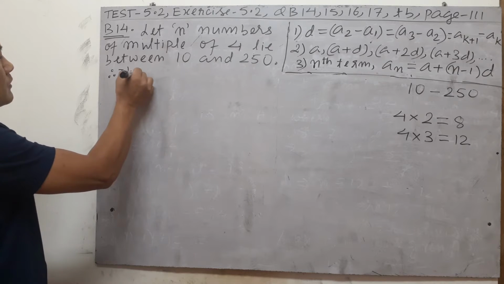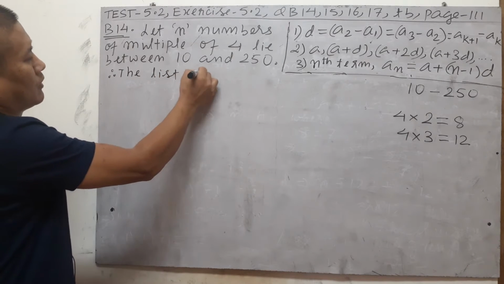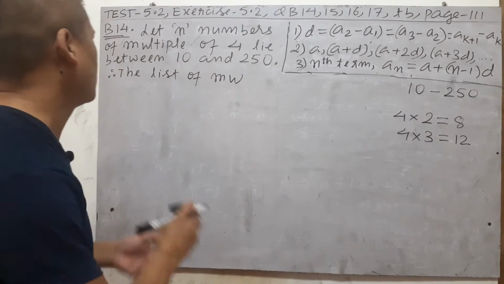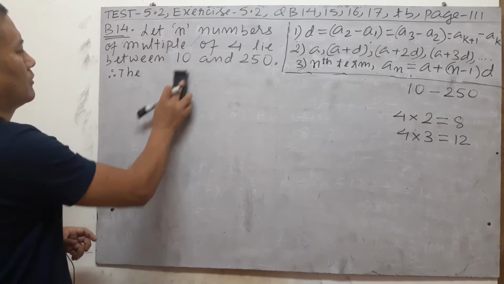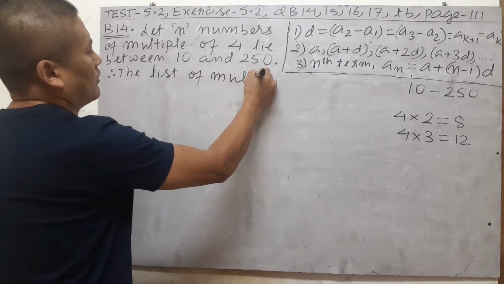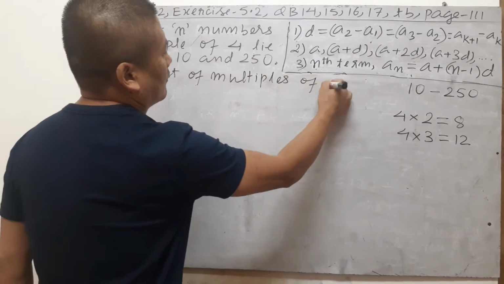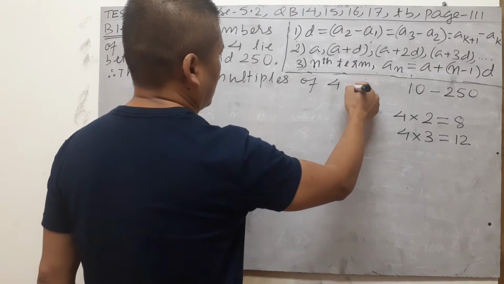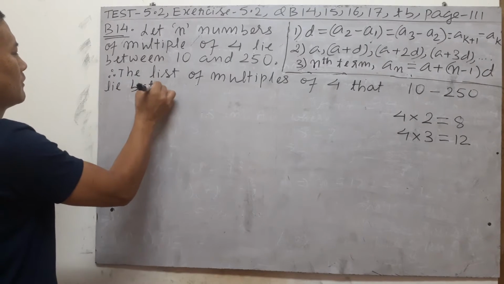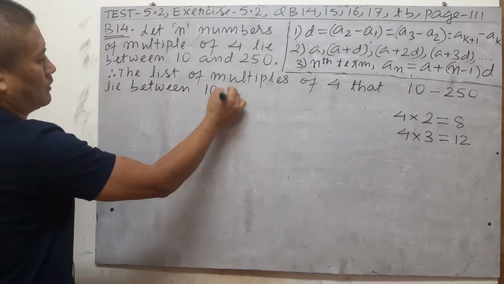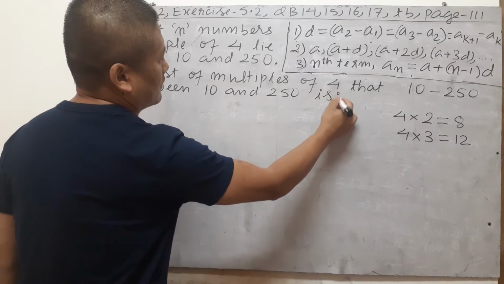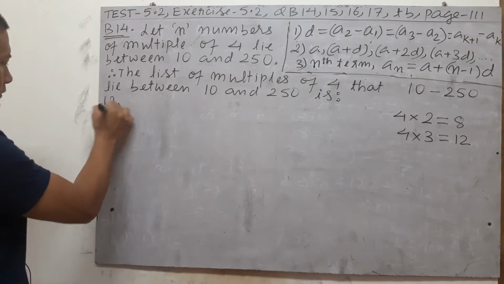Therefore, the list of multiples of 4 that lie between 10 and 250 is, so the first one will be 12, as you can see.